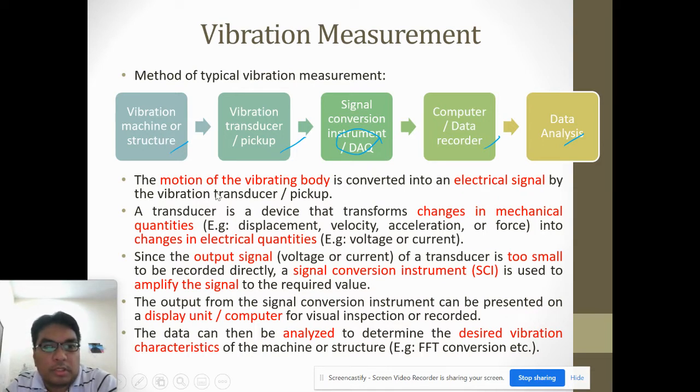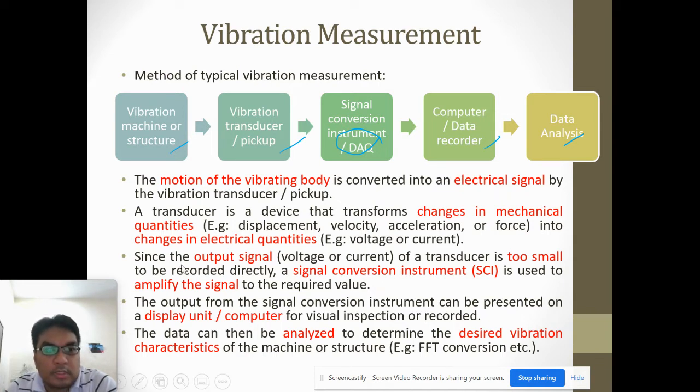The motion of the vibrating body is converted into an electrical signal by the vibration transducer or pickup. So basically, whatever the motion of the vibrating body, it can be converted to an electrical signal by the pickup, the sensor. A transducer or sensor is a device that transforms changes in mechanical quantities, for example displacement, velocity, acceleration or force, into changes in electrical quantities. So the movement is converted to voltage or current, so that it can communicate with the signal instrumentation.